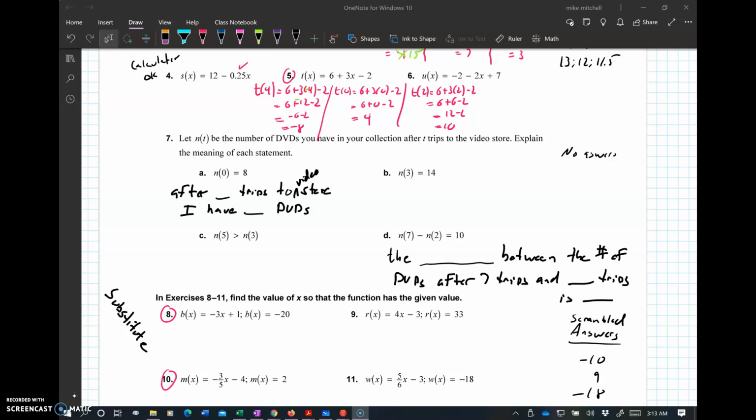Explain the meaning of each statement. Well, N number, that's what it is. So N of 0 equals 8. I got this started for you. See if you can fill in those blanks. Remember, use the pause to help you do that.